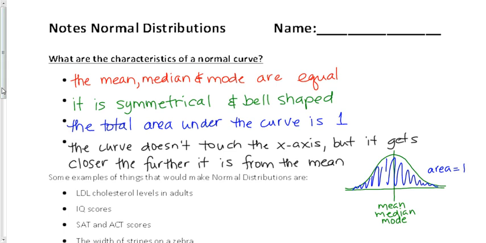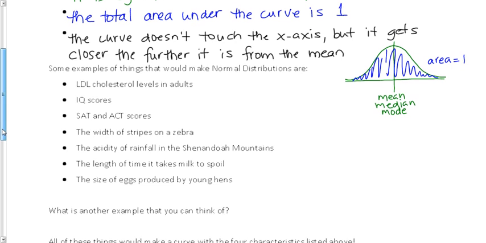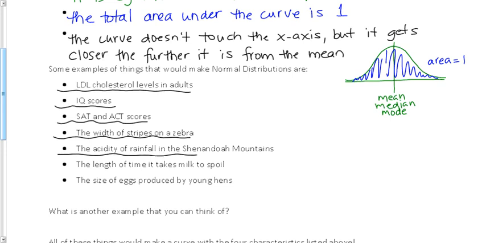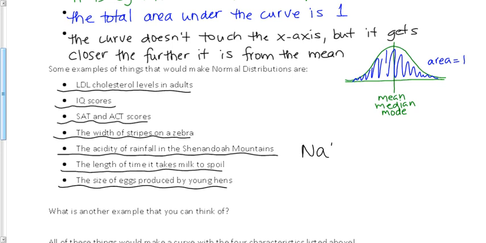All right, some examples of things that would be normal distributions. LDL cholesterol levels in adults: most people are average, some people are higher, some people are lower. IQ scores, again, same type of thing. SAT and ACT scores, definitely this bell-shaped normal curve. The width of stripes on a zebra. The acidity of rainfall in the Shenandoah Mountains. The length of time it takes milk to spoil. The size of eggs produced by young hens. All of these things would make nice normal distributions. A good rule of thumb: nature loves normal.